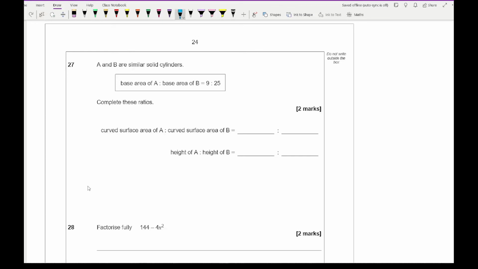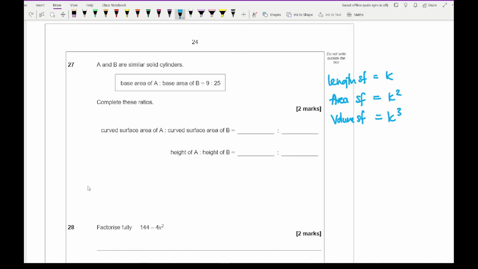Now in terms of scale factors, we've got an area scale factor, a volume scale factor, and a length scale factor. If our length scale factor is k, then the area scale factor is going to be k squared, and the volume scale factor is going to be k cubed.